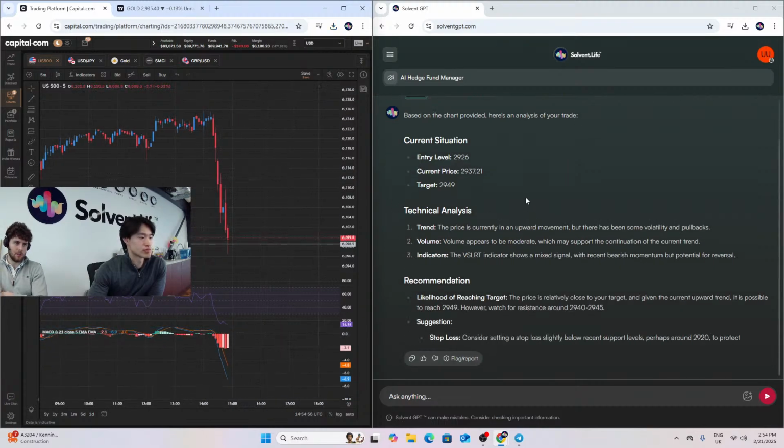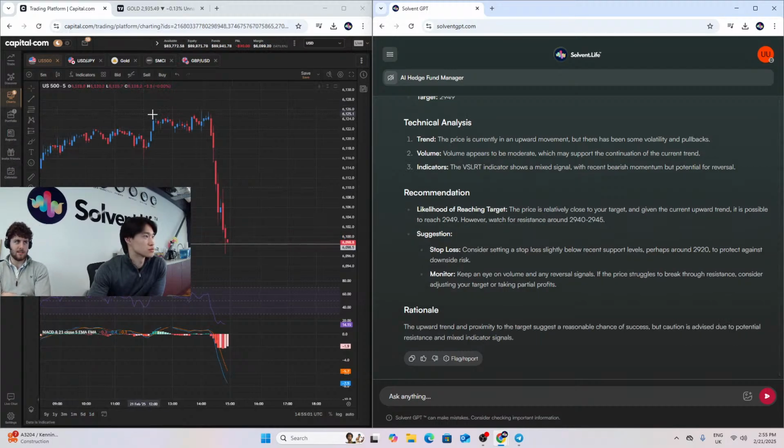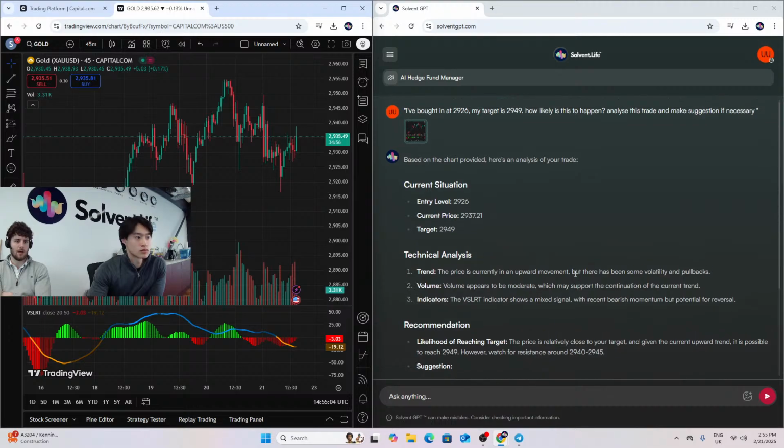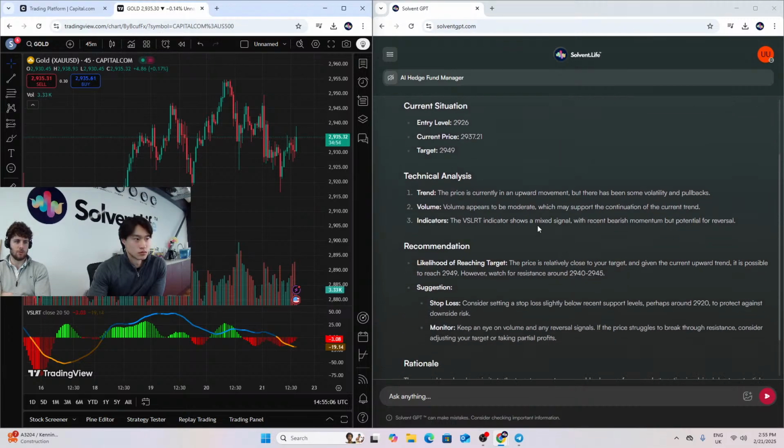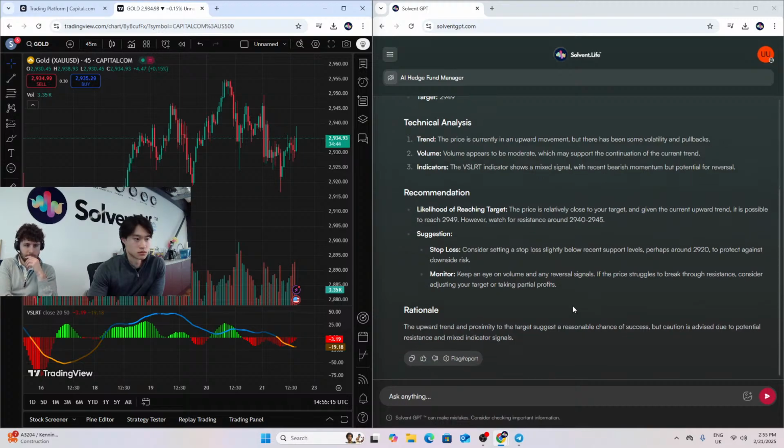Current situation, some technical analysis, and the recommendation. The price is relatively close to your target. Given the current upward trend, it's possible to reach 2949. However, watch out for the resistance around 2940 to 2945. Rationale: the upward trend and proximity to the target suggest a reasonable chance of success, but caution is advised due to potential resistance and mixed indicator signals.